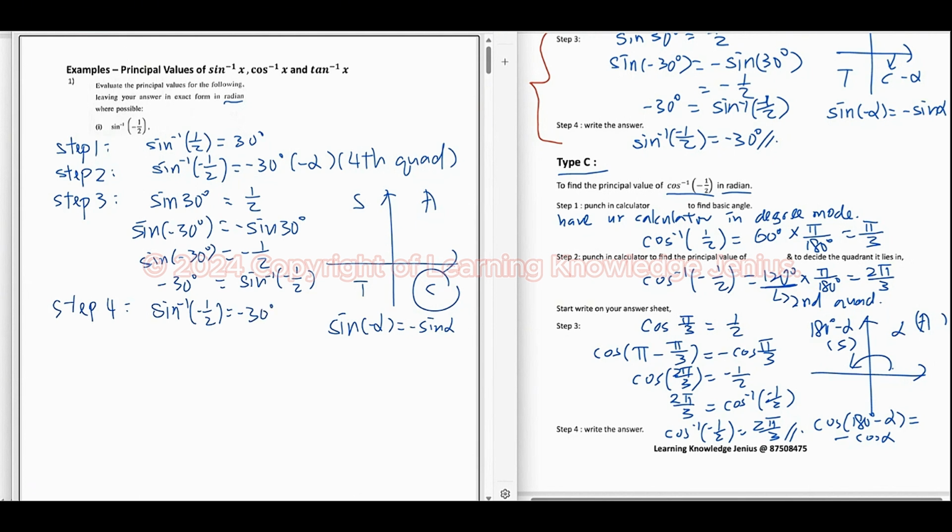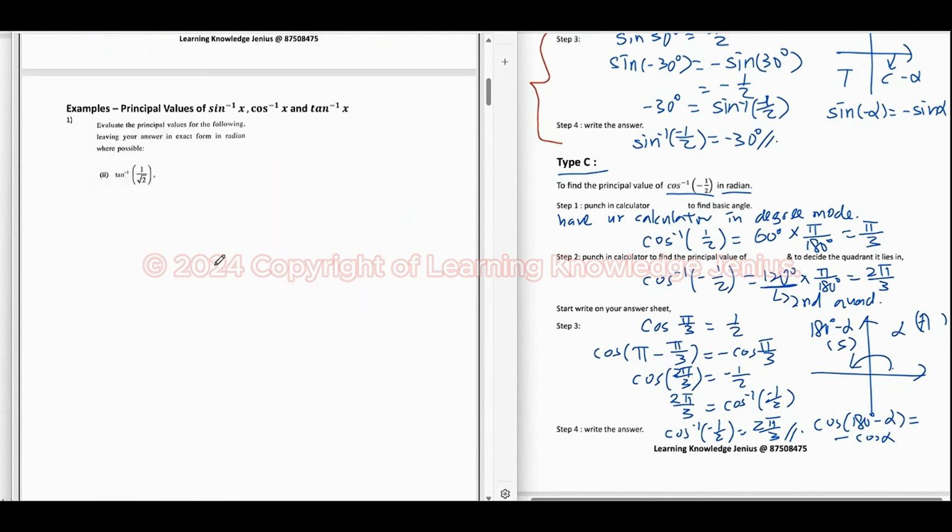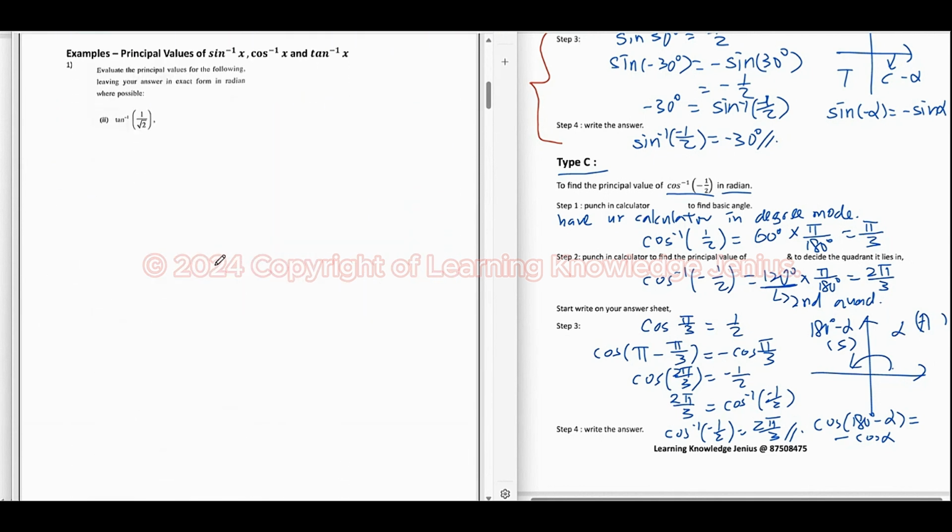So I hope by showing you type A, type B, type C, it will be easier for you to see and know which one to refer to when doing the question. Similar way for the inverse tangent as well. So this is what you're going to do. Let me show you also, because this one is in radian mode. For example, for this one, same step 1 you can get from the calculator.